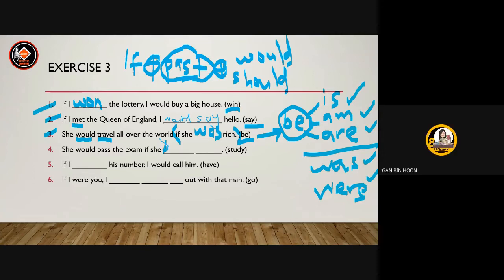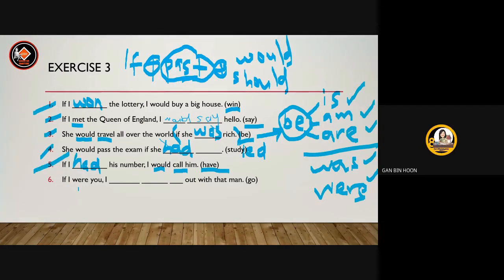If she had studied. Okay, studied, I-E-D. Okay, we done number 4. If I his number, I would call him. So would call. So answer is if I had his number. Somebody said had. Wow, good, very fast.